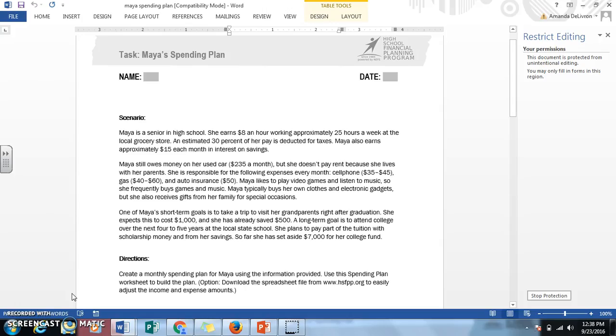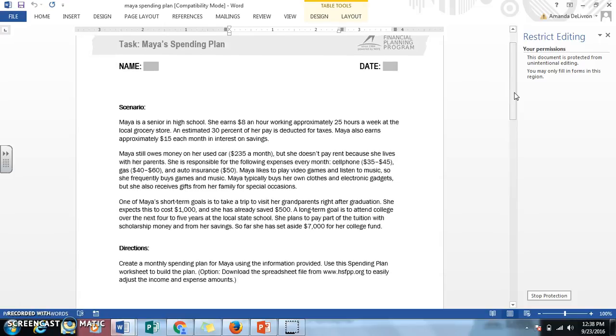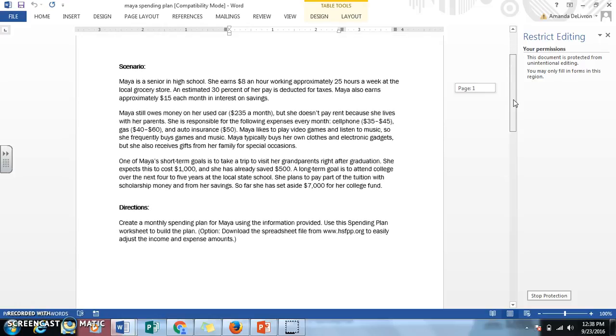When you look at your task, you will see a little bit more of an explained scenario. So let's read the scenario that's written on your task sheet. It says Maya is a senior in high school. She earns $8 an hour, working about 25 hours a week at the local grocery store. About 30% of her pay is deducted for taxes. So even though she makes a certain amount of money, 30% of that at the top is taken away for taxes. Maya also earns about $15 each month in interest on savings. So that's extra income for her.